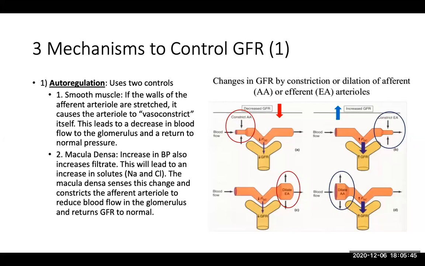Autoregulation uses smooth muscle cells. If the walls of the afferent arteriole are stretched, it causes the arteriole to vasoconstrict, which leads to a decrease in blood flow to the glomerulus and a return to normal pressure. In the macula densa cells, an increase in blood pressure also increases filtrate, and this will lead to an increase in solutes. The macula densa then senses that change and will constrict the afferent arteriole to try to reduce blood flow and return the glomerular filtration rate back to normal.